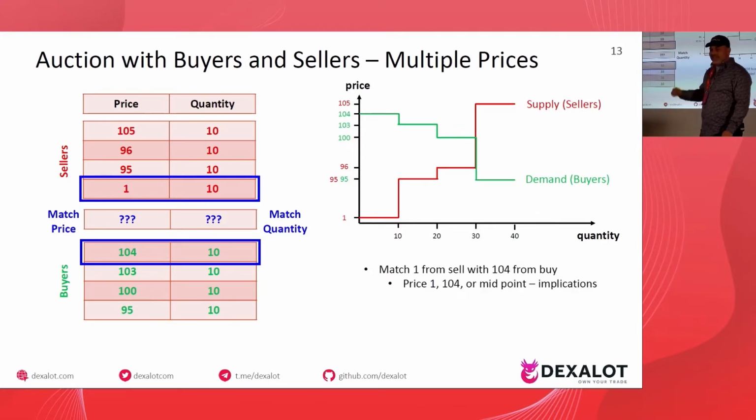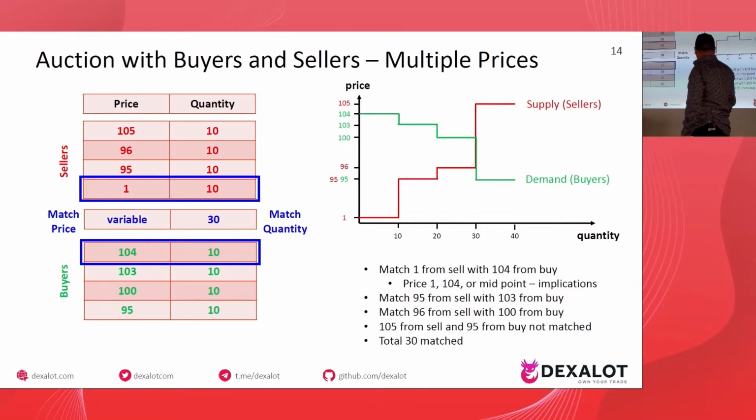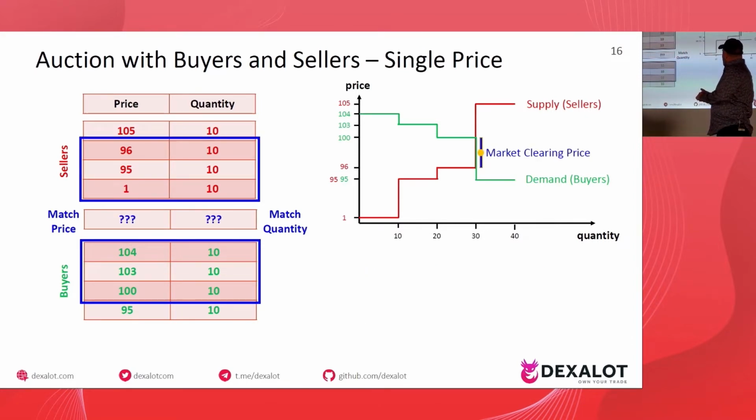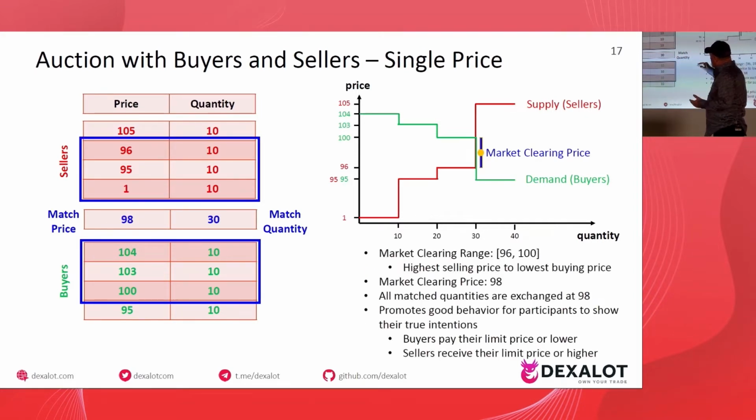Yeah, he's better at clicking than I am. So, in other words, we still match the 104 with 1, but at a price of 98. And then we match 103 with 95 at a price of 98. Same thing with the third one. But we don't match the last.